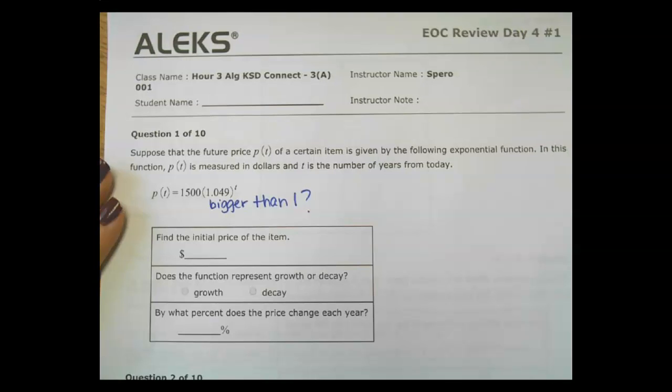Okay, so here's your video for your EOC review day number 4. This has got a lot of different things, and this may take you a little bit. First of all, we have a decay or growth question. It says, suppose that the future price of a certain item is given by the following exponential function. In this function, P of T is measured in dollars, and T is the number of years from today.